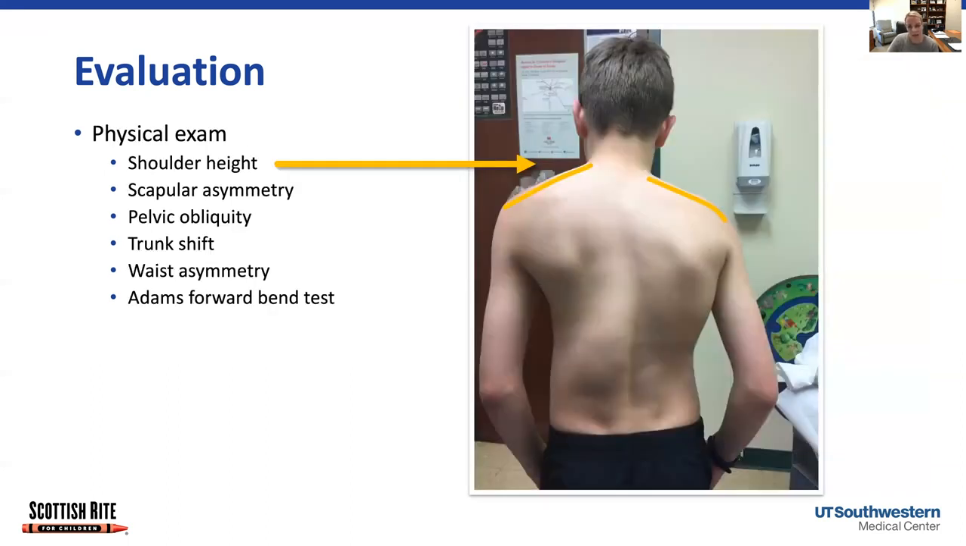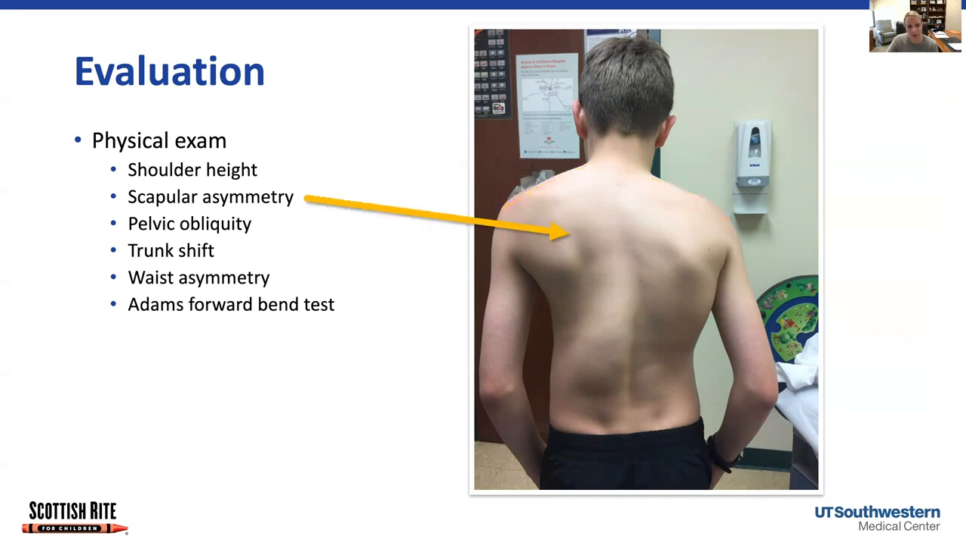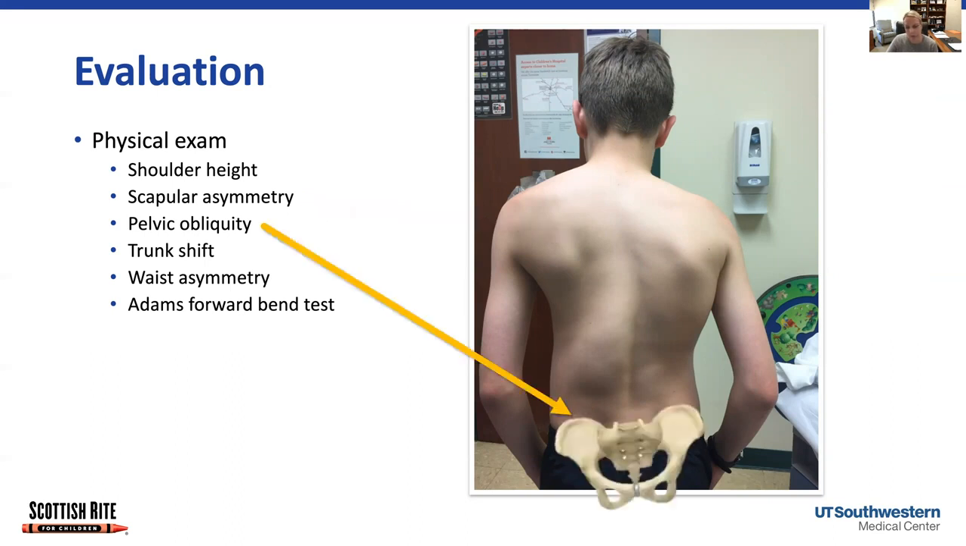On physical exam, these are the things we look for to give us a clue that there's a true scoliosis deformity. We look at shoulder height. On this patient, you can see that the left shoulder is higher than the right shoulder. We also look at scapular asymmetry. So a lot of times we'll see that the scapulas are different heights, or that one is more retracted than another.